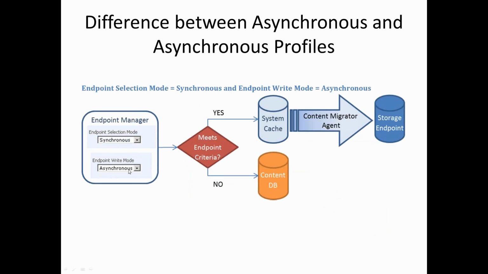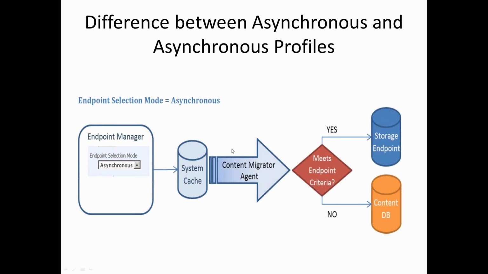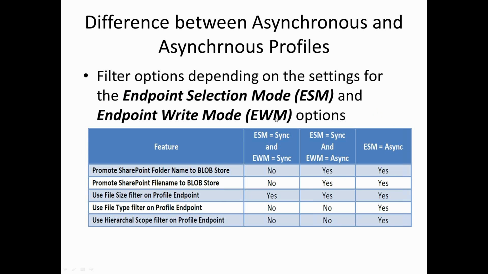Notice that this is asynchronous write mode, and it's still transparent to the user. The user does not know anything, because they're still thinking, I'm just uploading content. It's just how the content moves, where it is placed, and how the criteria or the filter condition is applied. So these are the three different combinations.